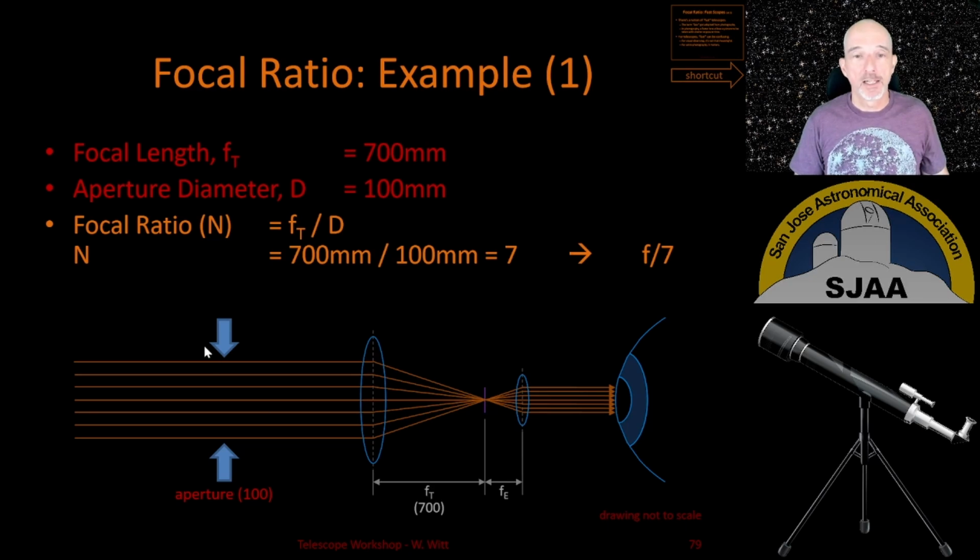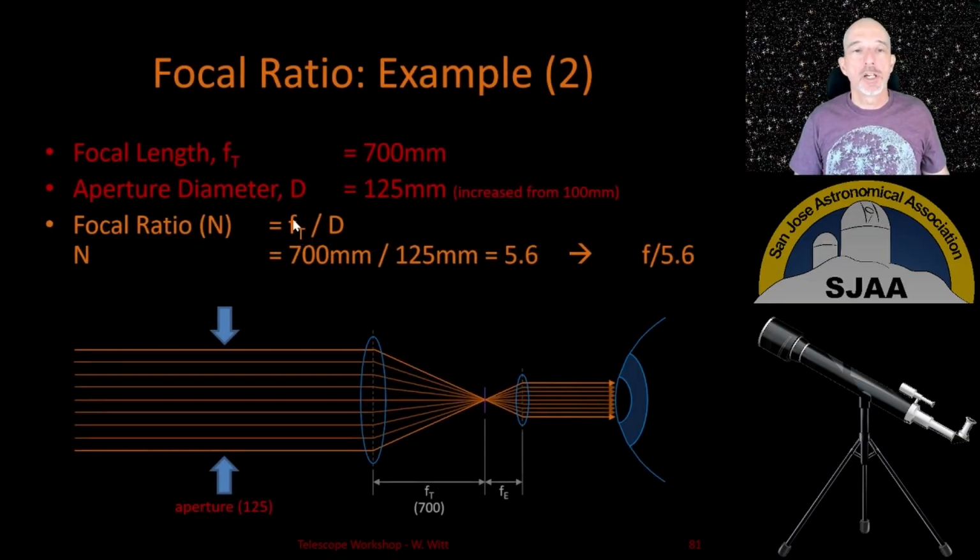And in fact, this 700 divided by this 100, that is the focal ratio, right? We said that the focal ratio is this number N that's defined as the telescope's focal length divided by its aperture diameter. So that's 700 divided by 100, or just 7. And so this is an f7 telescope, in this example.